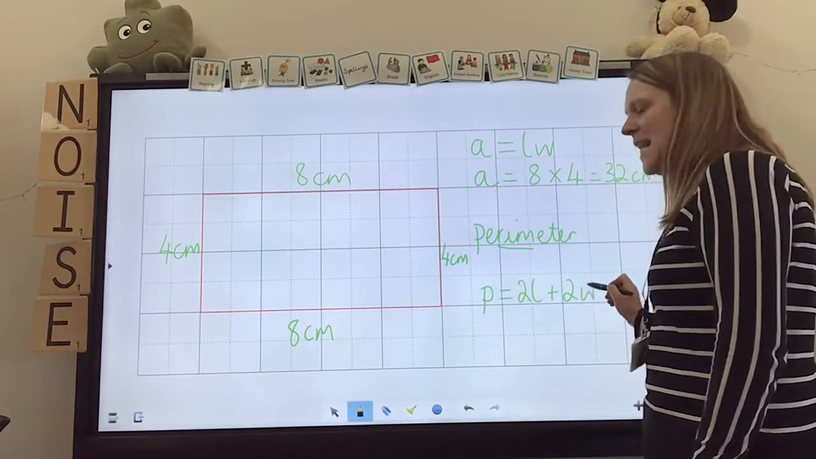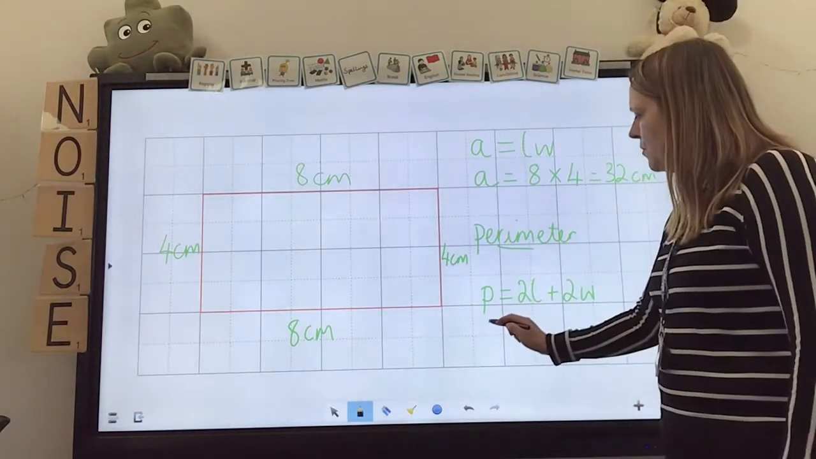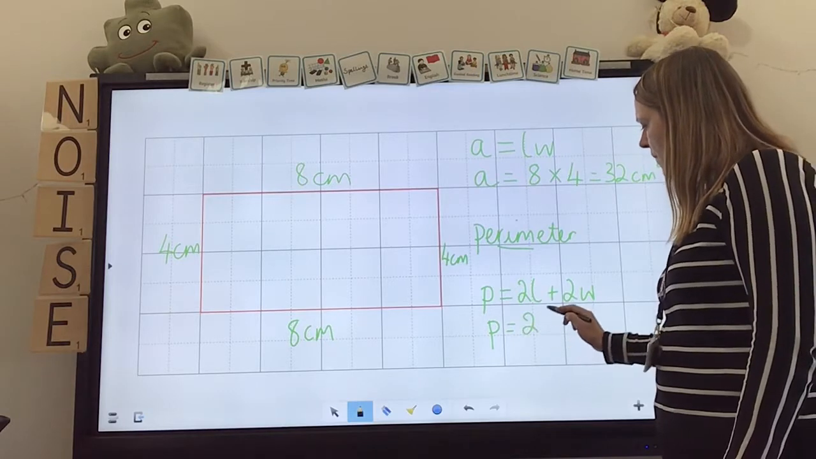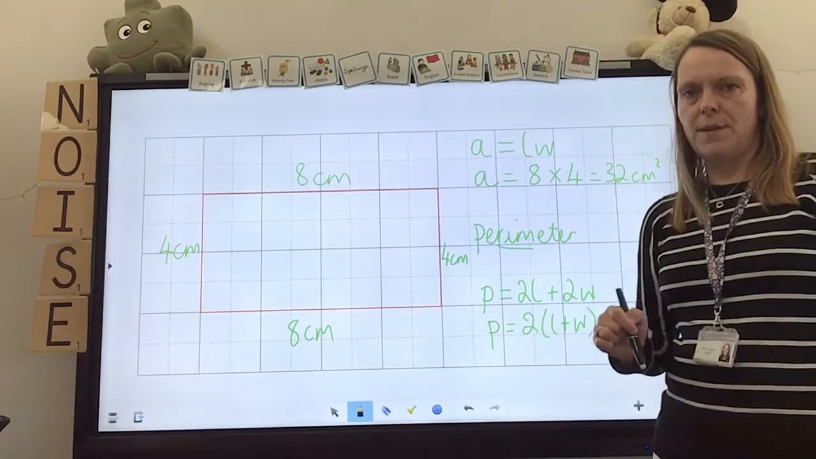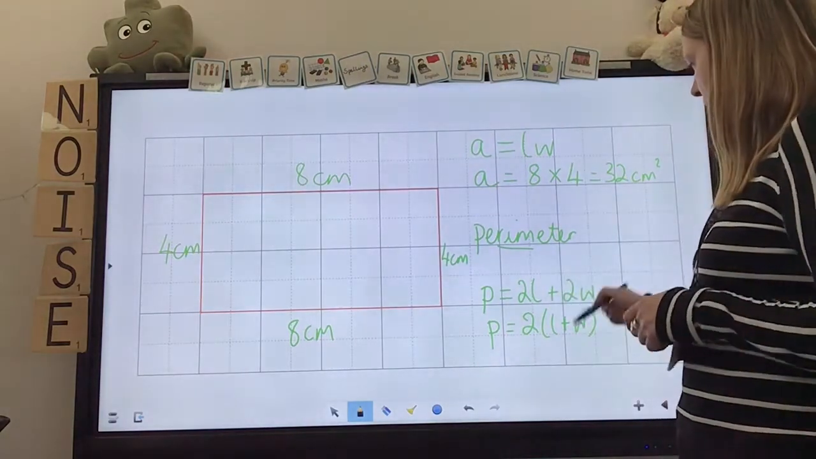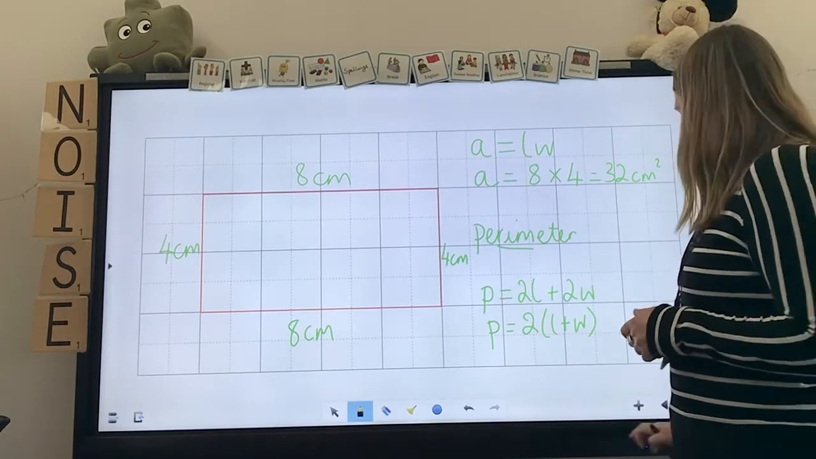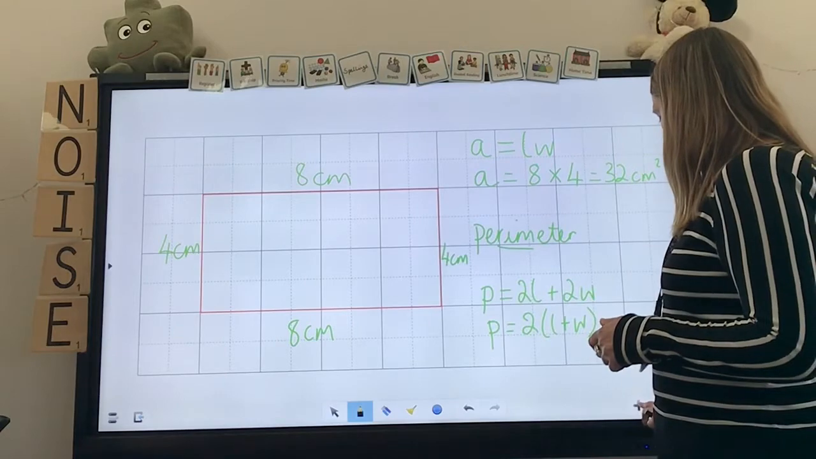I could give it any letter, but I always like to give it a letter that links with what I'm doing. But I can also write it this way. So P equals 2 lots of L plus W. Depending on how your brain works, either of those is fine, and you'll get exactly the same answer. Let's check that out. So I'm going to move on to the next slide.